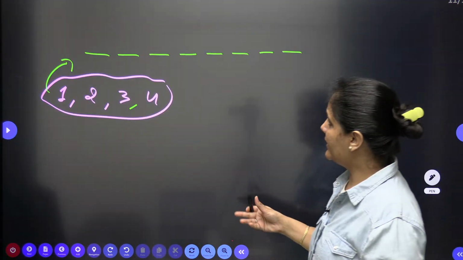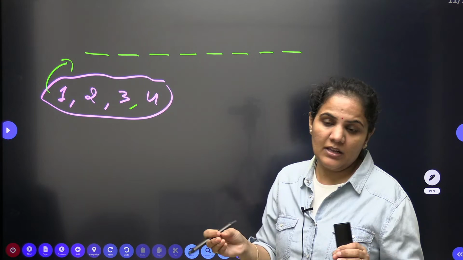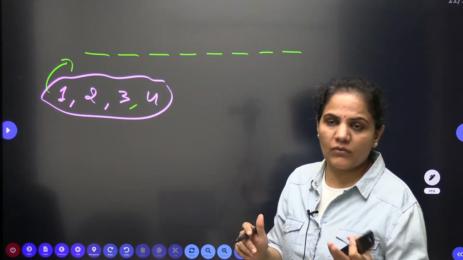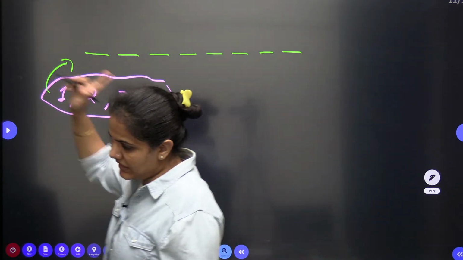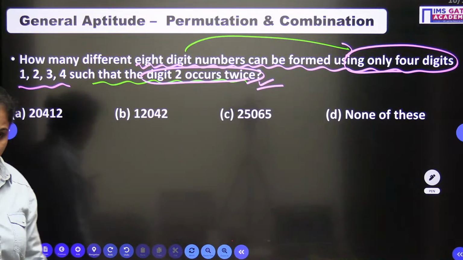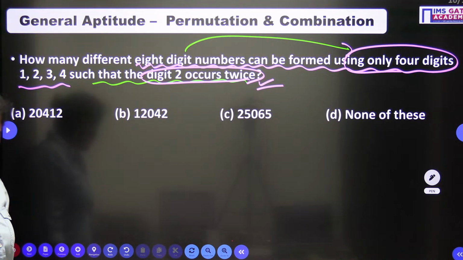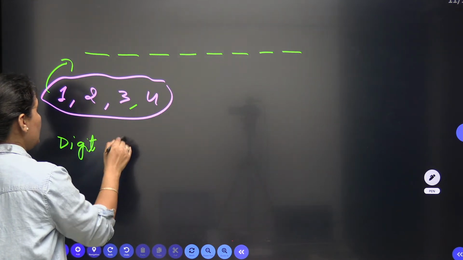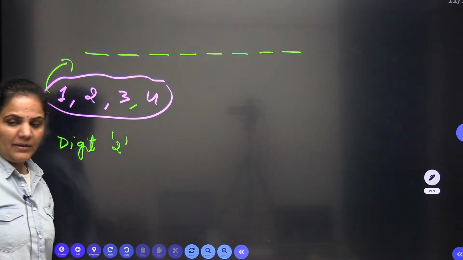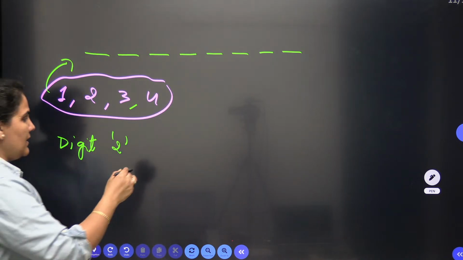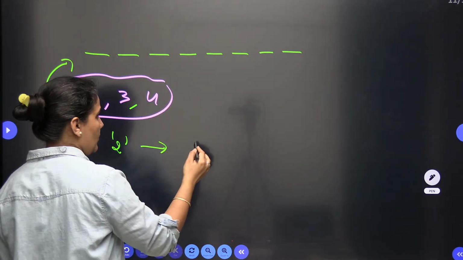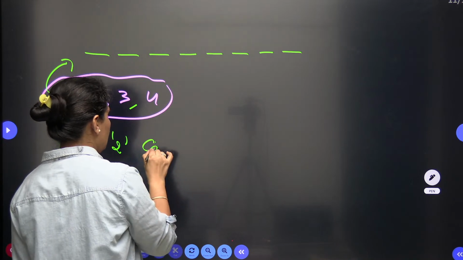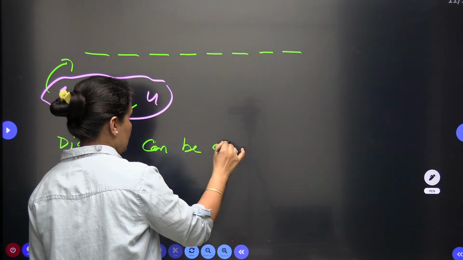Now what I can do, for the others it is not mentioned, but for 2 it is mentioned. So first of all we will start from that condition only which is given to you, that the 2 occurs twice. So we will write down here that digit 2 can be arranged. How will it be arranged? Digit 2 can be arranged in 2 places. I can write down here, 2 can be arranged in 2 places.